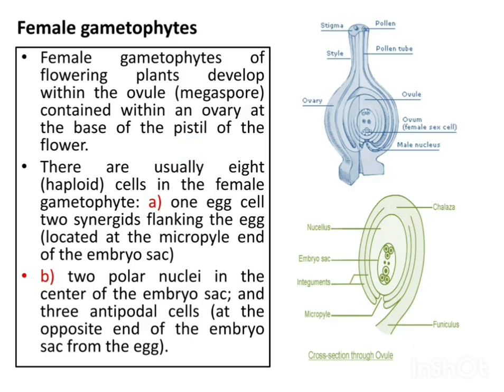So the female gametophyte or embryo sac of the plant will be developed inside that ovule, within the ovary at the base of the female reproductive part. Inside the female gametophyte, generally there are 8 haploid cells: 1 egg cell, 2 synergids flanking the egg at the micropyle end, then 2 polar nuclei in the center of the embryo sac, and 3 antipodal cells at the chalazal end.